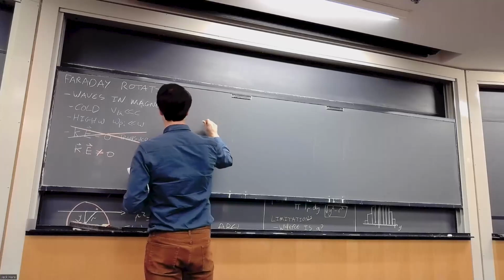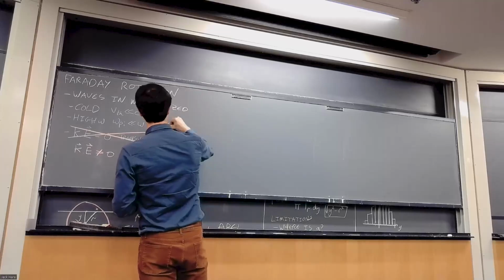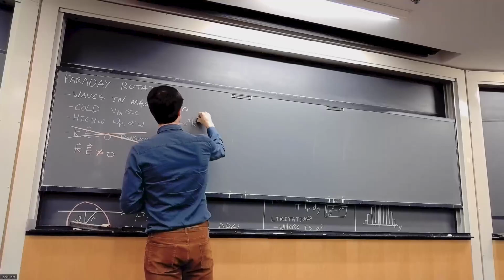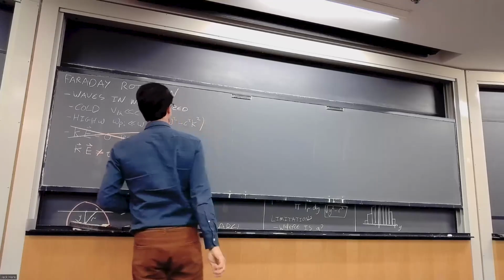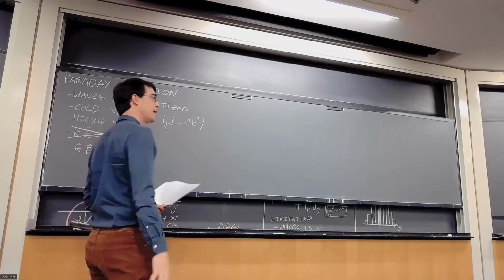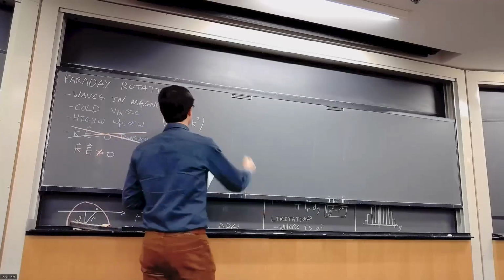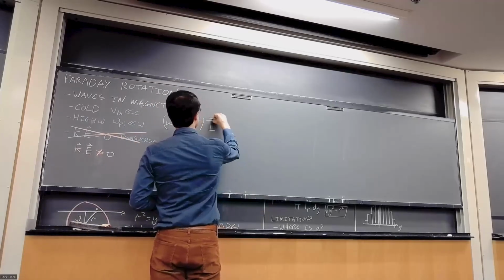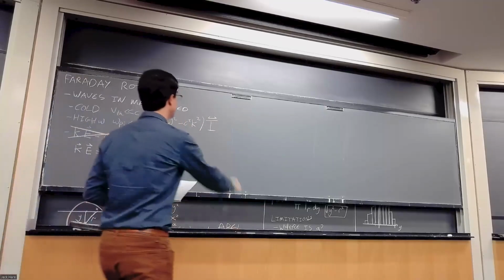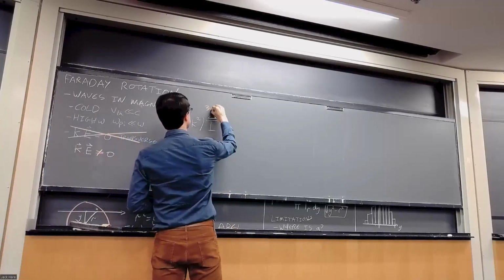If you go back and look through the derivation and start rederiving bits, you end up with an equation that looks like omega squared minus c squared k squared. We had something like this before, but our equation previously was a scalar equation. Our equation now is going to be a matrix equation with these 3x3 matrices. And this is just the identity matrix.